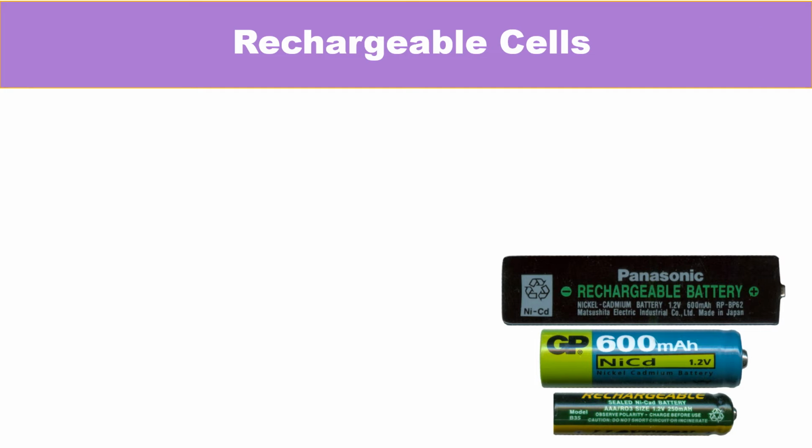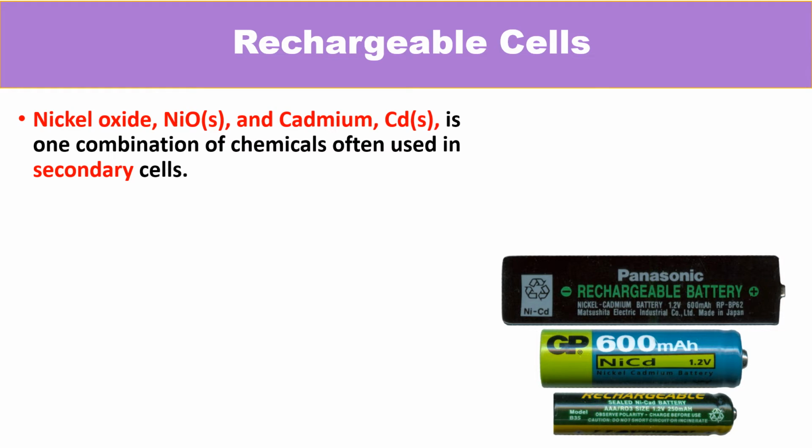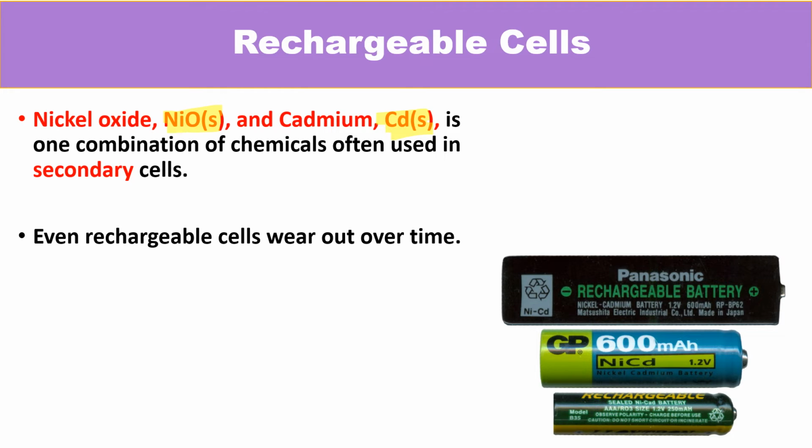What you need to know about rechargeable batteries and rechargeable cells is they use specific chemicals. Nickel oxide, which is known as NiO, a solid, and cadmium are the ones that people use a lot. A combination of these two chemicals is used quite a bit in secondary cells. And even rechargeable cells wear out over time, like I mentioned. It will die off pretty easily, or in an extreme situation, you have to charge it 24/7 because its life is so low.